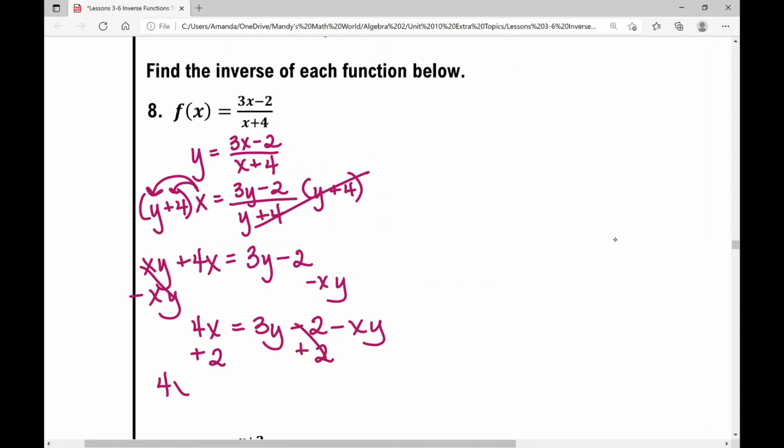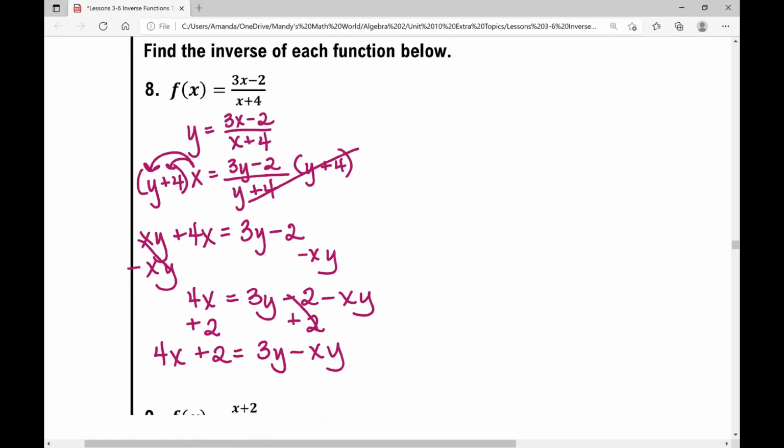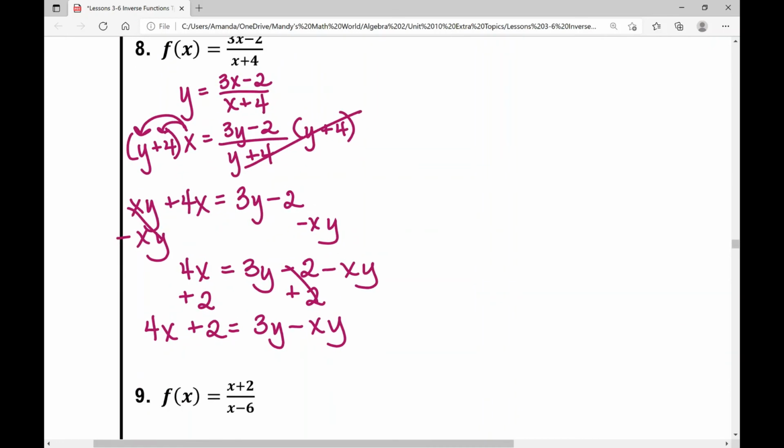And you might be like, why isn't she doing this all in the same step? Well, you can absolutely do that, right? I can move that 2 over and the xy over in the same step. And I'll probably do that in the next example.